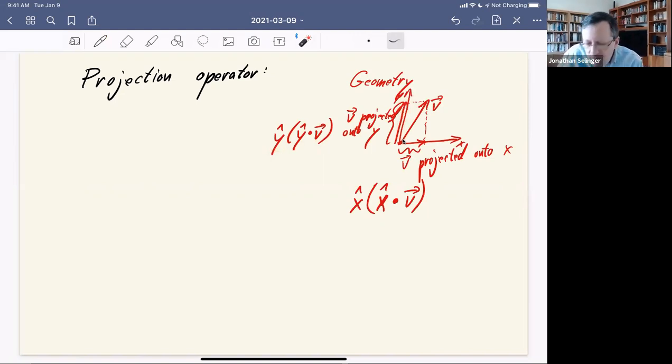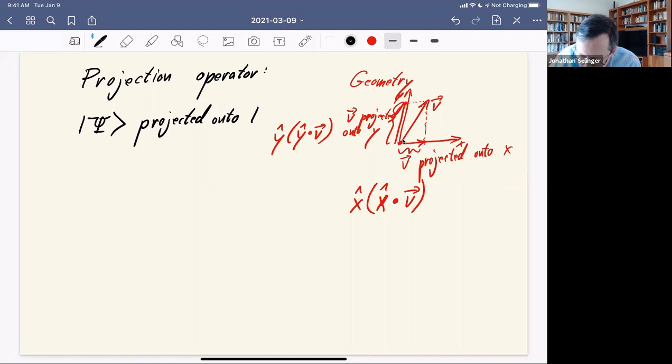So this is a projection. This is what we mean geometrically by a projection of a vector onto some axis. We might want to do the same thing with Hilbert space. And so we might want to think of what is the state psi, the ket psi, projected onto some basis ket n.